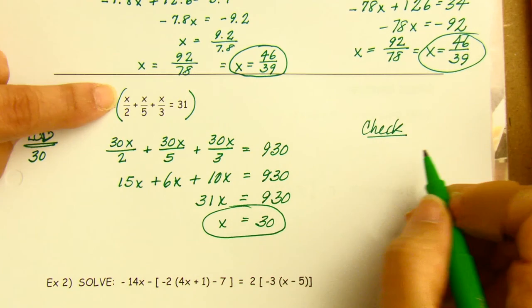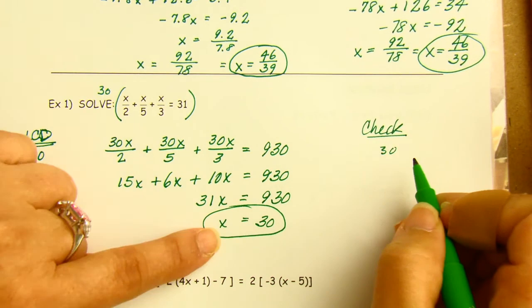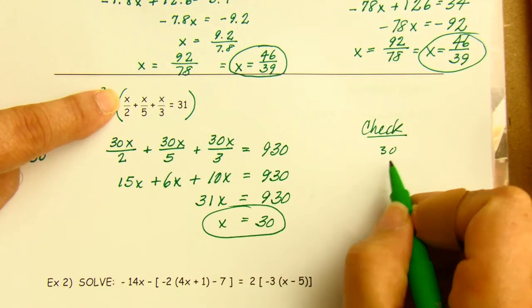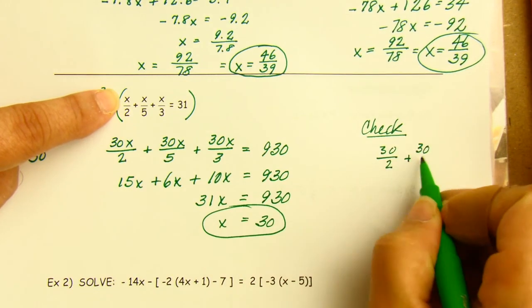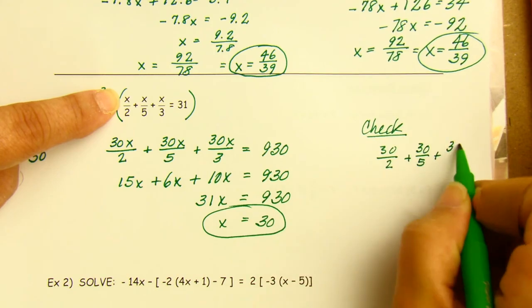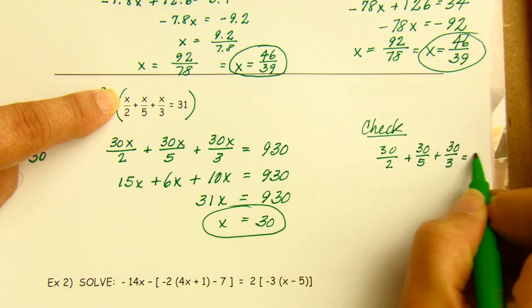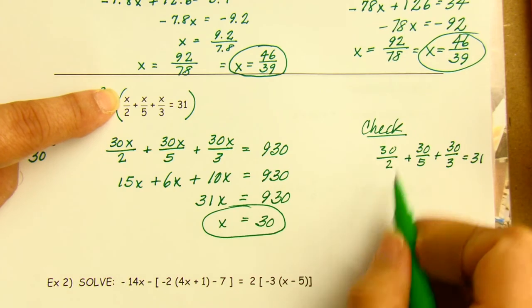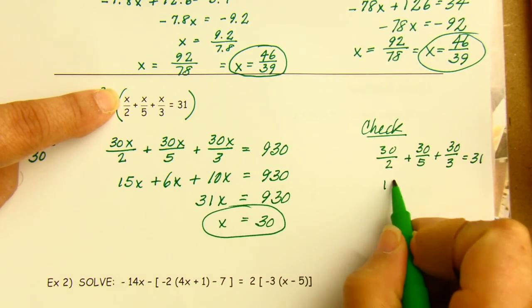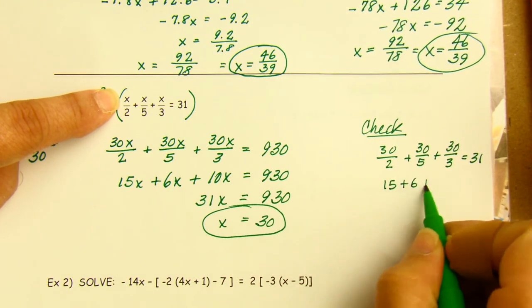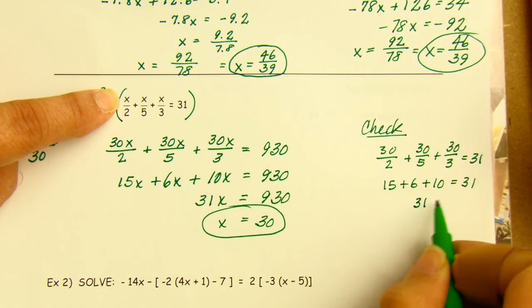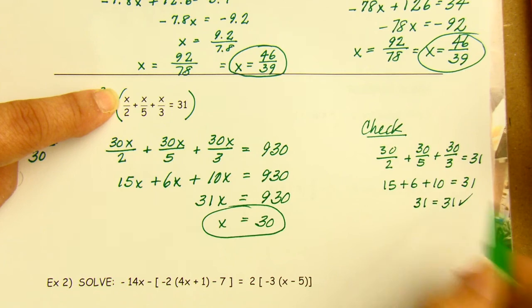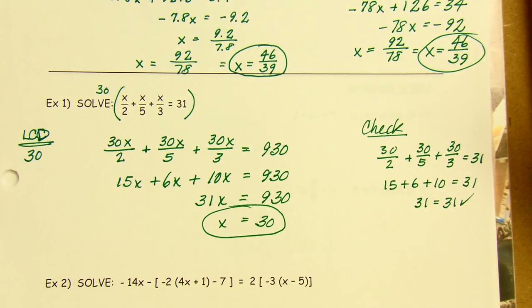Check 30. We said x is 30, so I'm just substituting a 30 in for x. 30 over 2 plus 30 over 5 plus 30 over 3. Does that equal 31? Well, we look here. This is 15 plus 6 plus 10 equals 31. And yes, 31 equals 31. So I have checked and verified that my solution works.